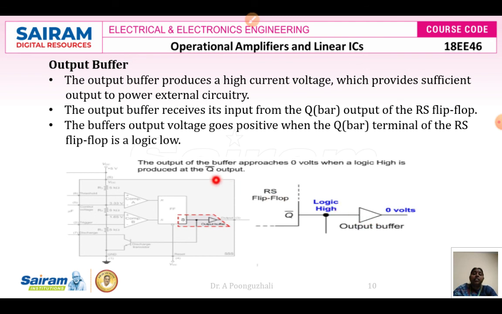So here we say that the output of the buffer approaches 0 volts when the logic high is produced at the Q bar output. Just the inversion operation is going to take place at the output buffer there. This is the internal block diagram of your 555 timer.